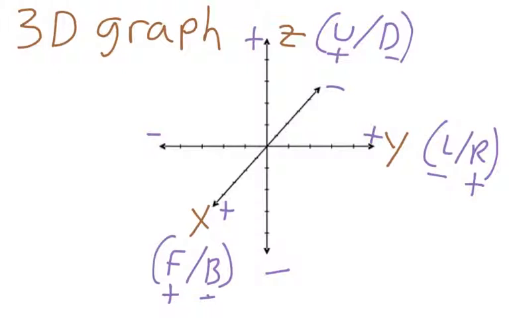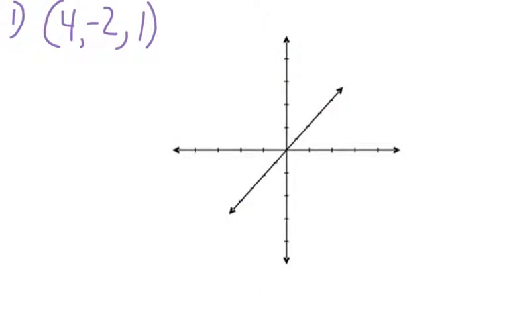So let's graph a point. Let's say this point right here, (4, -2, 1). So 4 is x, -2 is y, and 1 is z. Think the alphabet: x, y, and z. So again, this is x, this is y, and this is my z.